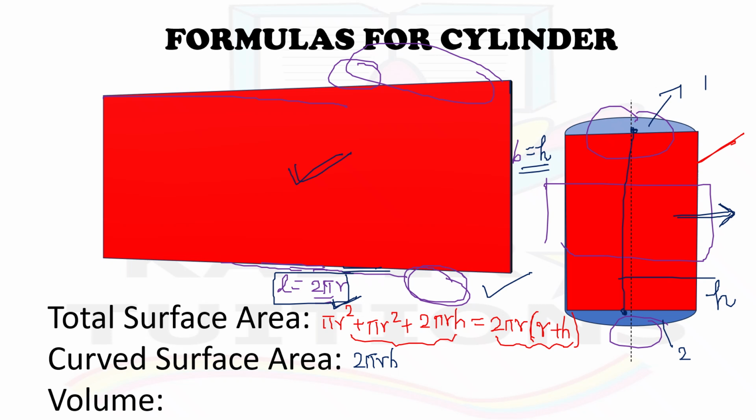Now we are going to find the volume of a cylinder. Whenever you are finding the volume of any shape, you have to calculate the base area and the height. In a cylinder, the base area is a circle, which is pi r square. And what is the height of the cylinder? It is h. So what is the volume over here? It is pi r square h. So these are all the formulas for the cylinder. Hope you understood. Thank you.